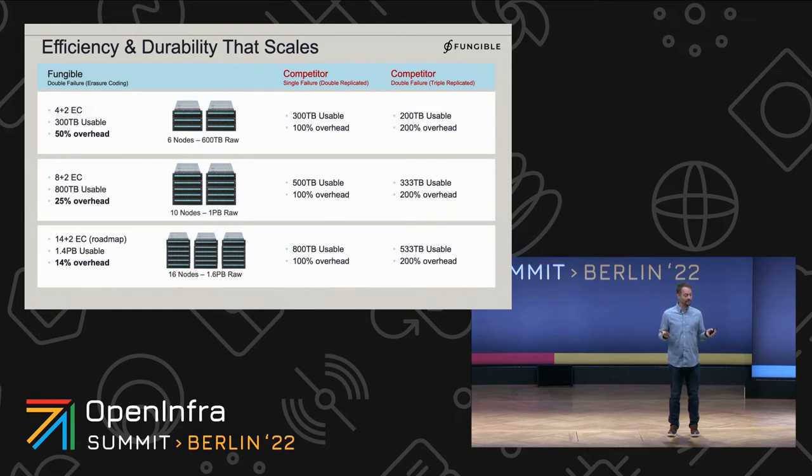Now, as your cluster grows, let's say you add four more nodes to this cluster, you've got 10 nodes in the cluster. Now we can apply 8,2 erasure coding. That further reduces the overhead for durability. You're only now using 25% of that storage for replication. And then you grow the cluster again to 16 nodes, 14,2 erasure coding. Now we've shrunk that overhead to 14%. So you can see, as you start to scale out your storage cluster, effectively your cost per usable terabyte goes down.